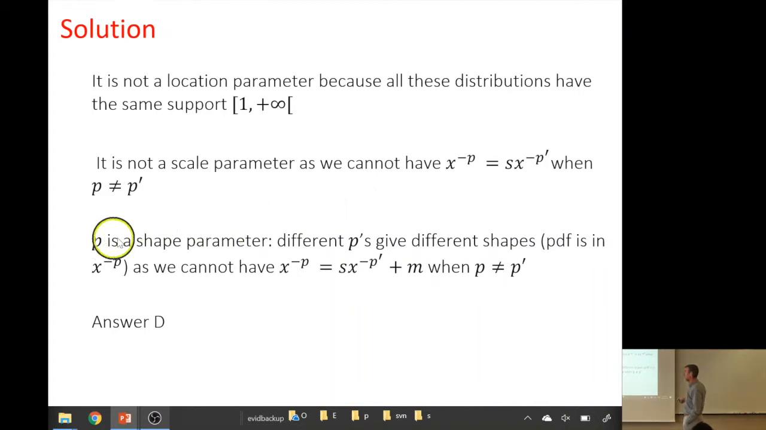But it is a shape parameter. So different p's give different shapes, right? Because it's easy to see that we can never equalize, by a linear transformation, a power into another power. So we say the Pareto distribution, but it's like log-normal. There are many Pareto distributions. Every P gives you a different shape. And we will see that it has an impact. Some P's have very different properties than other P's here.